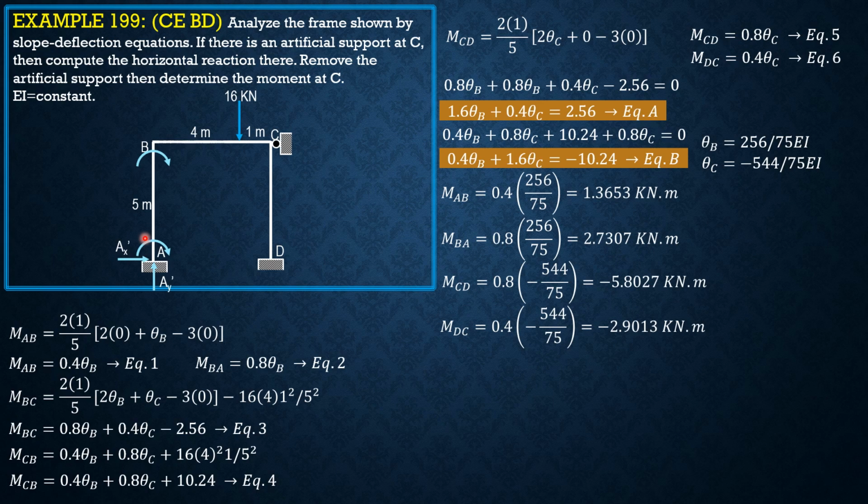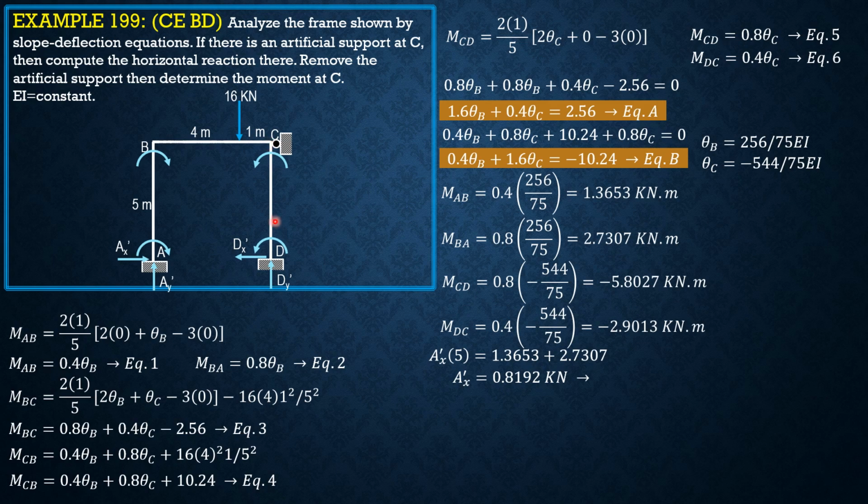So to solve for AX prime, we draw a free body diagram, imagine, for AB, and we sum up moments about B equal to 0. Same is true with D. Since MDC is negative, it is counterclockwise in the figure, counterclockwise also for MCD. So summation moment B equals 0, AX prime times 5 equals MAB plus MBA. So AX prime can now be computed, and it is rightward, 0.8192 kilonewton rightward.